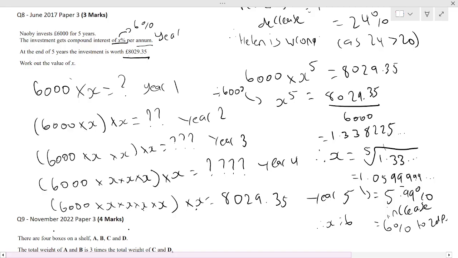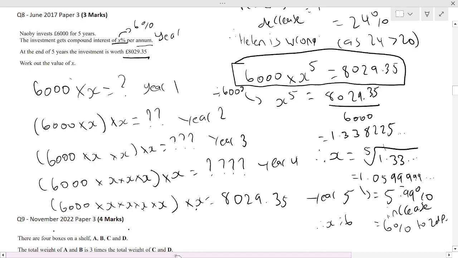Okay, but the alternative way, once you are comfortable with these sort of questions, rather than do it year by year, you could just do it all in one go. You could realise here that you're having 6,000 and you're raising it by the same percentage every year for 5 years. So it's going to be times x 5 times, and then the final result is this, and you can just do it from there. That's the far better way of doing it, but I've broken it down to see why it works and how it happens. Hopefully it made some sort of sense now.